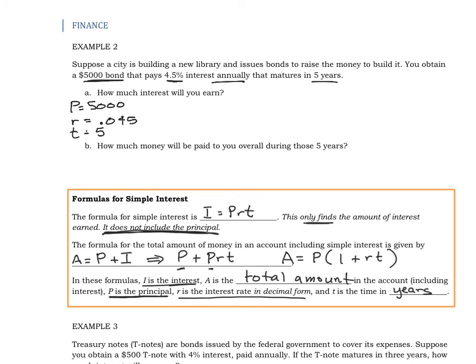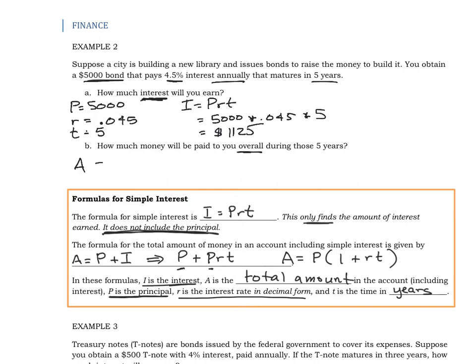They want to know how much interest we will earn. That's all we want here. We really need to make sure what they're asking for, so that means we need this particular formula. Our principal times the rate times the time gives us $1,125.